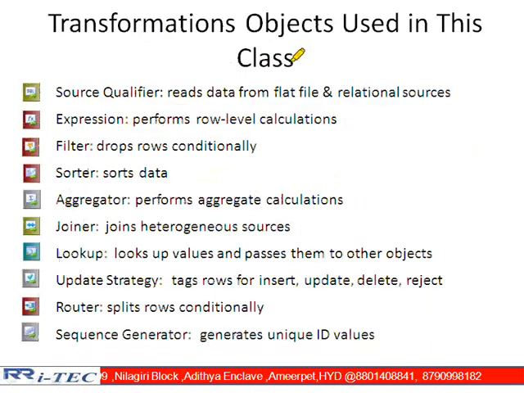Now the next thing is the transformation objects used in this class. We have a number of transformations available. One of the transformations is called source qualifier. The purpose is to read data from a flat file or relational sources. Yesterday we imported one table, the employee table, as a source, right? From the table we need to read the data. We can read it using the source qualifier.